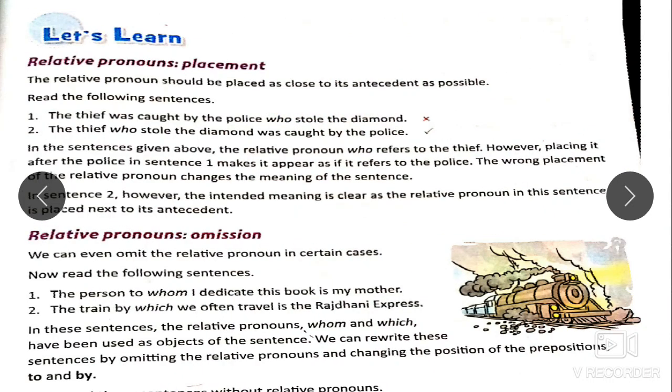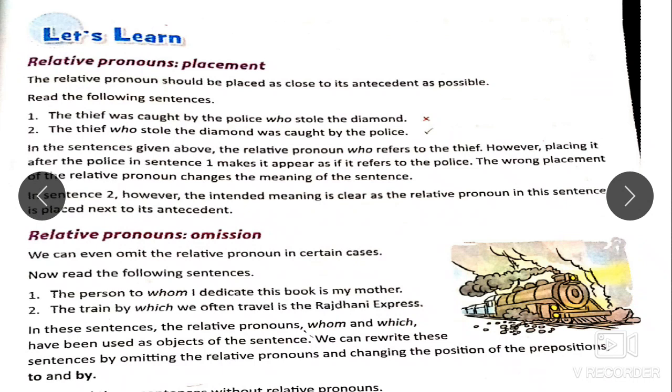Who do you think had stolen the diamond, the thief or the police? Definitely the thief and not the police. But in the sentence here, if "who" is placed after "the police," it indicates as if the police had stolen the diamond. Therefore the meaning stands wrong. So it is very important for us to use relative pronouns correctly, in the correct position.